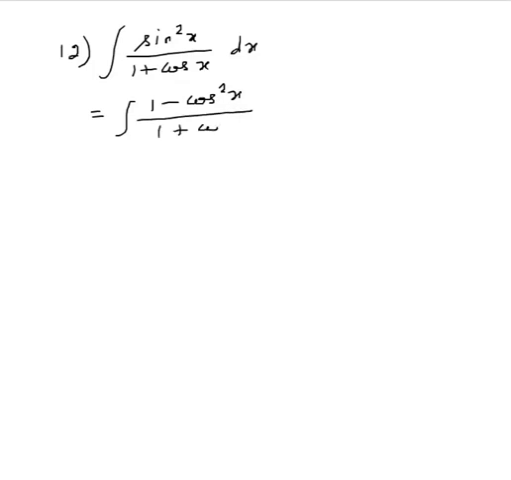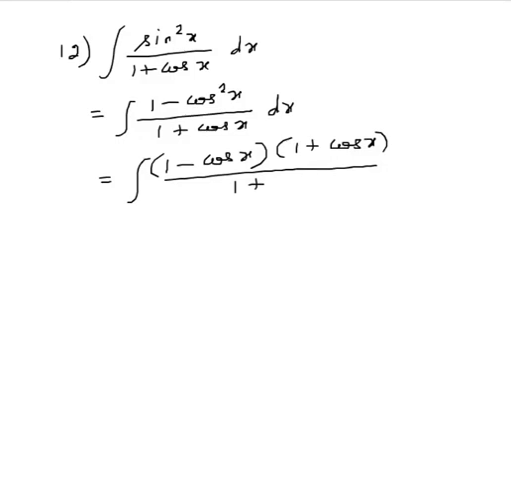Question number 12. Integral sine square x divided by 1 plus cos x dx. Sine square can be written in terms of cos square, which is the 1 minus cos square identity. And now the numerator can be factorized using the a square minus b square formula, a minus b into a plus b, so that the common factor 1 plus cos x could be cancelled. It becomes so easy to integrate. Integral of 1 is x minus integral of cos x is sin x, plus c.